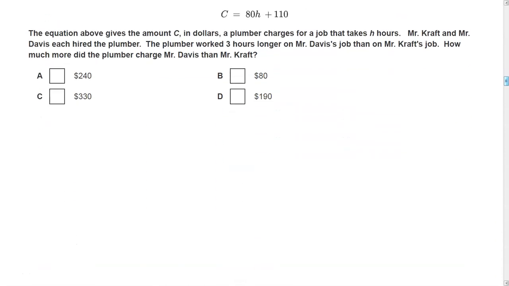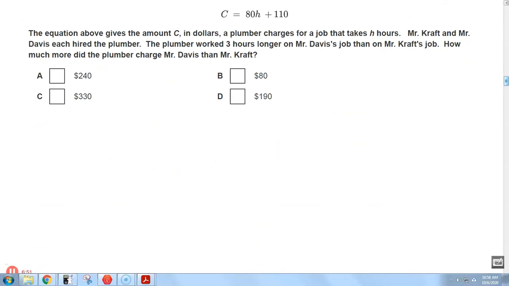Question number 4. The equation above gives the amount C in dollars that a plumber charges for a job that takes 8 hours. So this equation is a cost equation. The slope is 80 because it's in front of our variable. The 110 is our y-intercept because it's by itself.